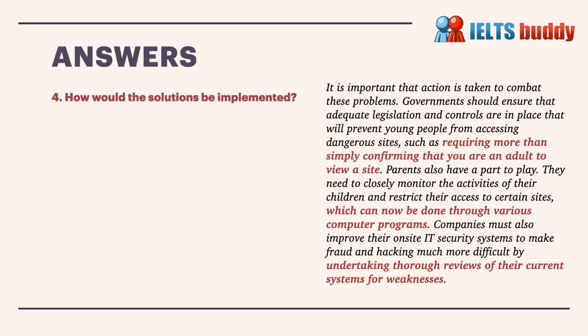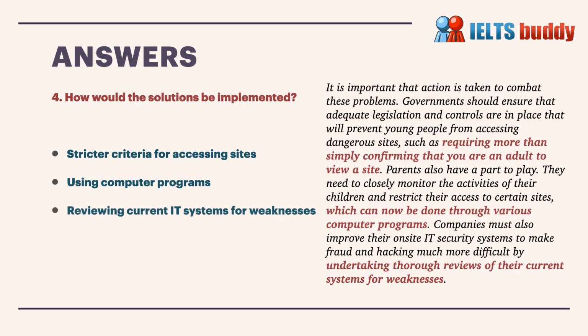And also, how would these solutions be implemented? You need to make sure you explain your ideas further. Stricter criteria for accessing sites is discussed under what governments can do. Computer programs can be used to monitor what children are doing. And companies can review current IT systems for weaknesses. That is the way that they would make them more secure.